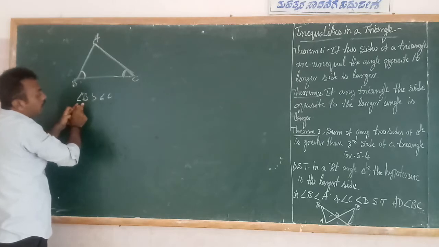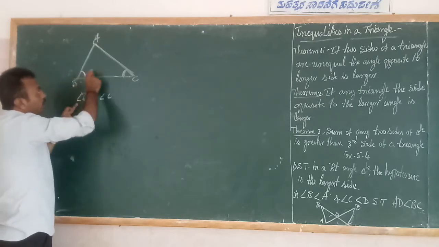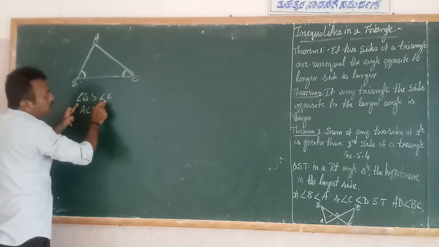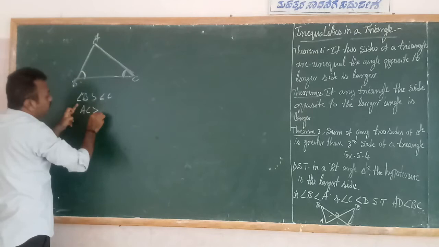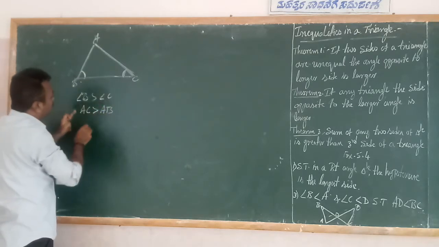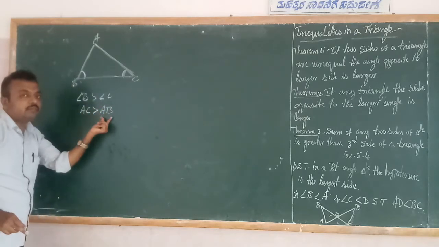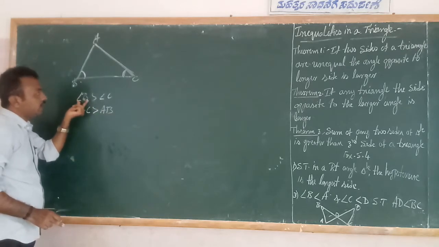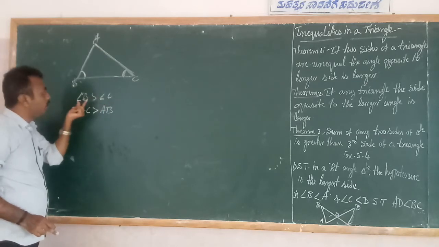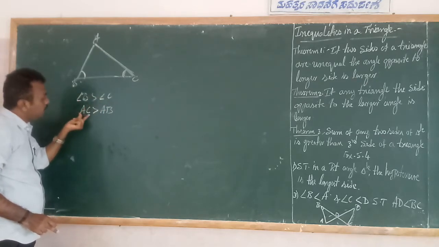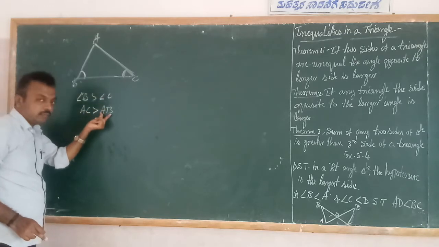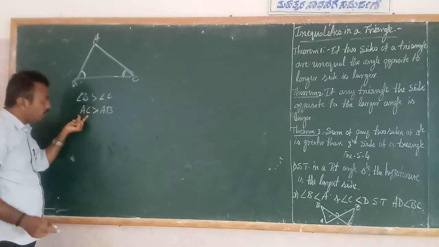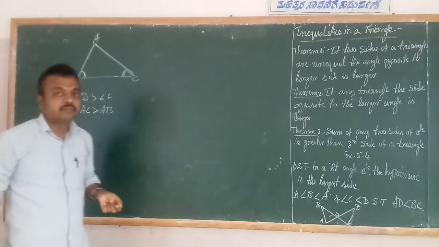So, the opposite side of angle B is what? AC. So, AC is greater than AB, the opposite side of angle C. Therefore, AC is greater than AB because angle B is greater than angle C. The opposite of angle B is AC, and the opposite side of angle C is AB. Therefore, when angle B is greater than angle C, then automatically AC is greater than AB.